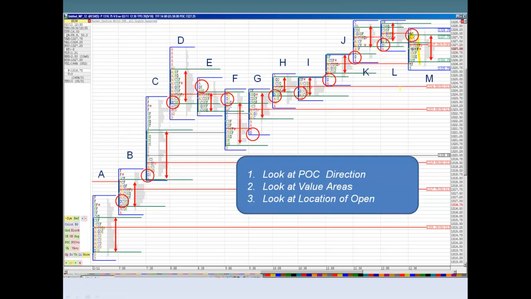And where is the bulk of the trading taking place during each period? Is it at the top of the range? Is it at the low end of the range? Where is it? Where is the market facilitating trade? These are the telltale signs that tell us exactly what's happening in the market as it happens in the market, and we need to be very attentive to them.